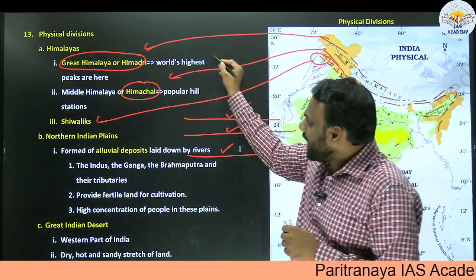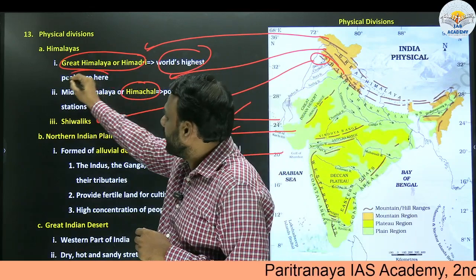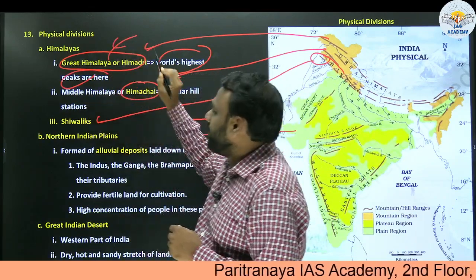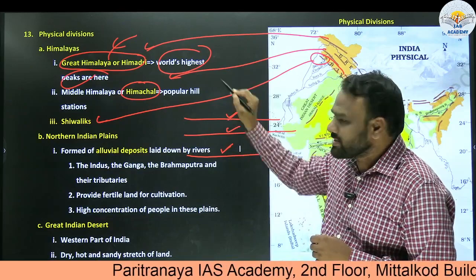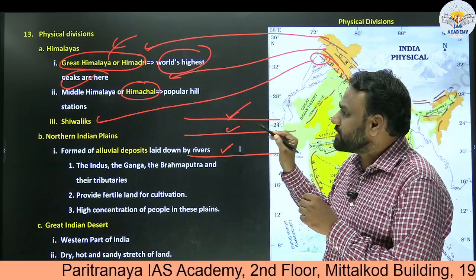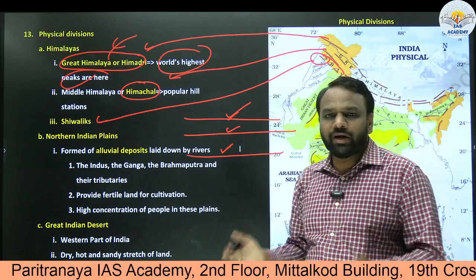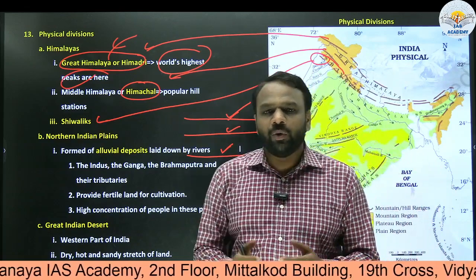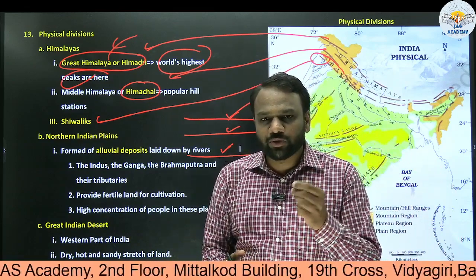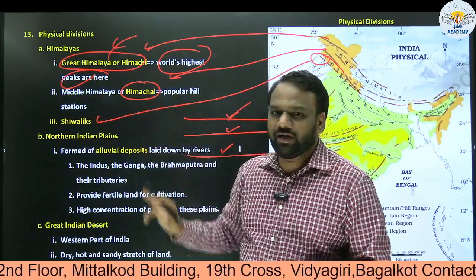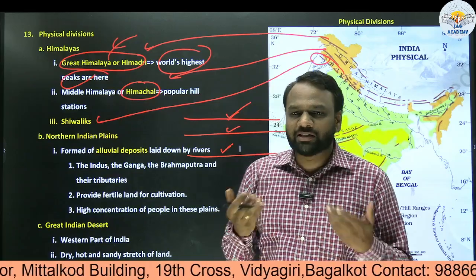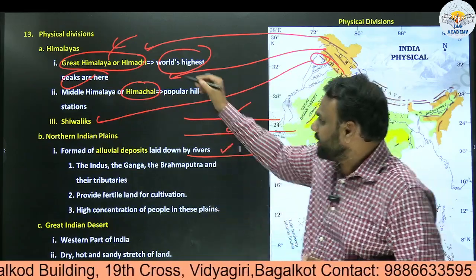So the world's highest peaks are located where? In Great Himalaya or Himadri. It means among the 3 ranges, the northernmost range which is called Himadri, here we will find the world's highest peaks. We are already aware that Mount Everest is the world's highest peak. So if they ask you a question, where is Mount Everest located, whether in Himadri, Himachal or Shivalik, we should be easily able to answer that Mount Everest is present in Himadri.